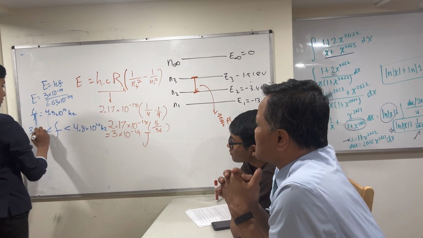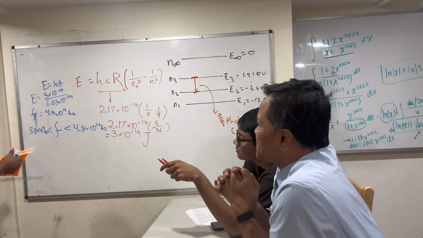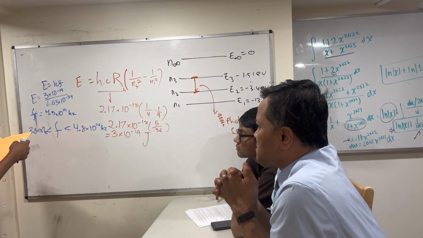If this is the case, then what is F? Red? Good. Bro, I didn't even have to look at the reference table.